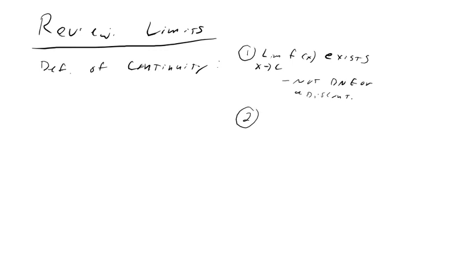Second important definition of continuity is that f of c exists. Right? It's not infinity or a hole or some other weird thing like that. The function has to exist at a point. 3 parts, right? The limit exists at that point. The function exists at that point. And what was the third part, everybody? The third part, for the definition of continuity, what's required?